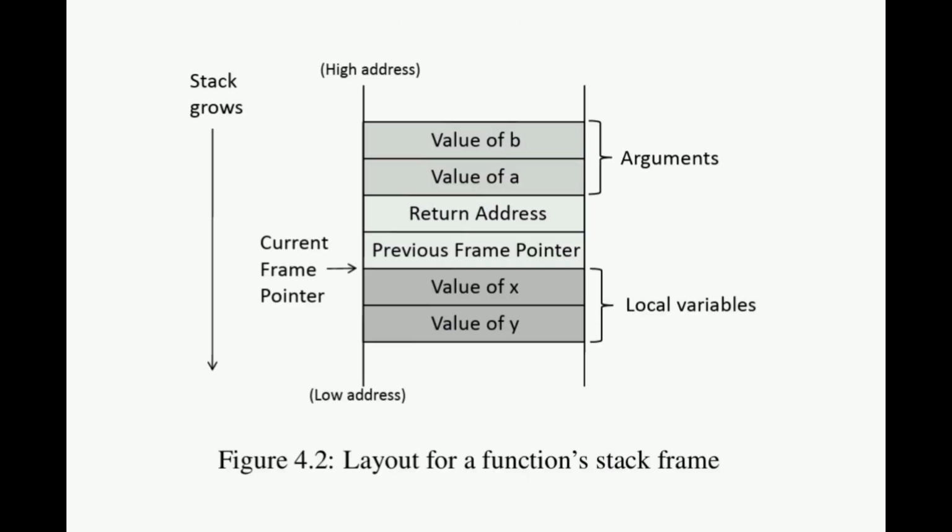This diagram represents the function stack frame layout. Here, each function call creates a stack frame which consists of local variables, the previous frame pointer that stores the caller function's stack pointer, as well as the return address where the function should return after execution, and also the function arguments.